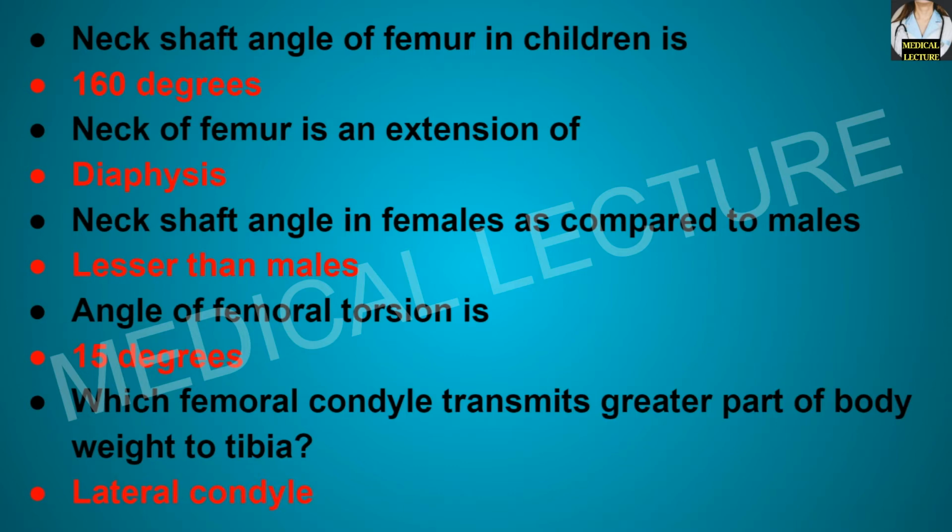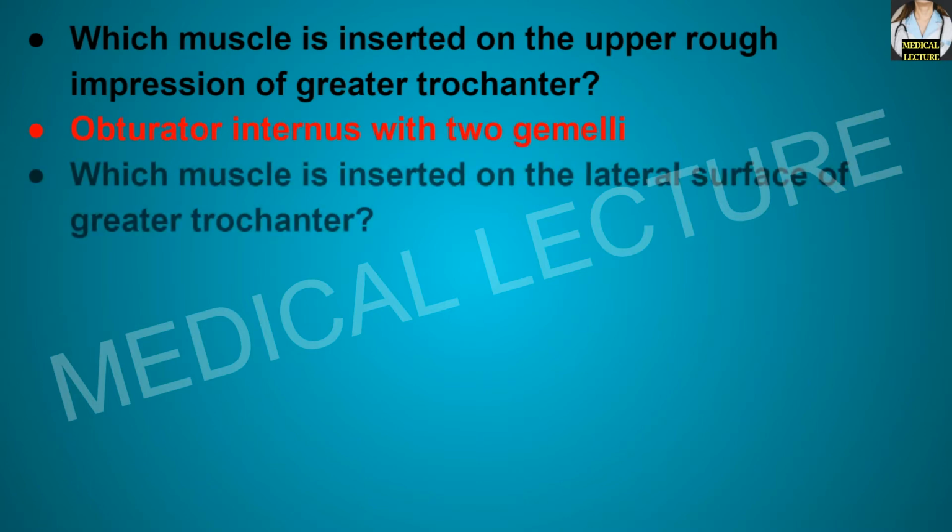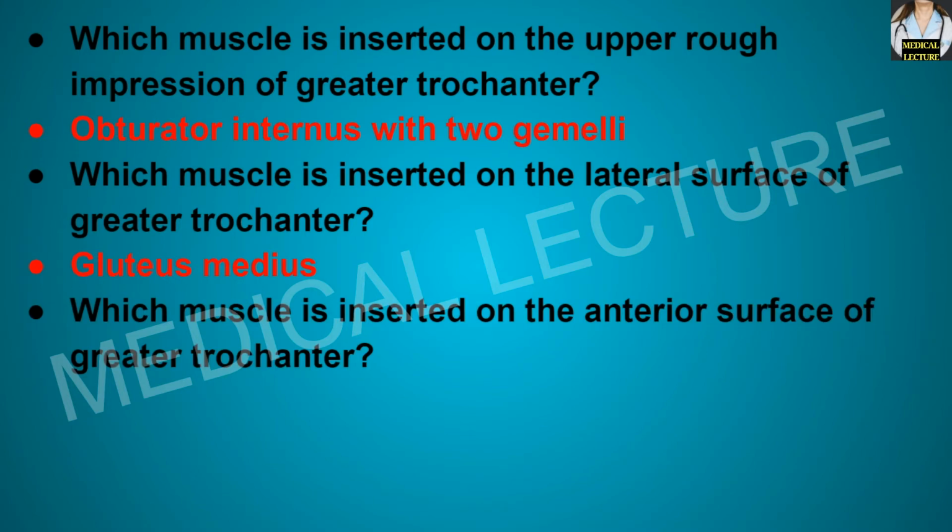Lateral condyle. Which muscle is inserted on the upper rough impression of the greater trochanter? Obturator internus with the two gemelli. Which muscle is inserted on the lateral surface of the greater trochanter? Gluteus medius. Which muscle is inserted on the anterior surface of the greater trochanter?